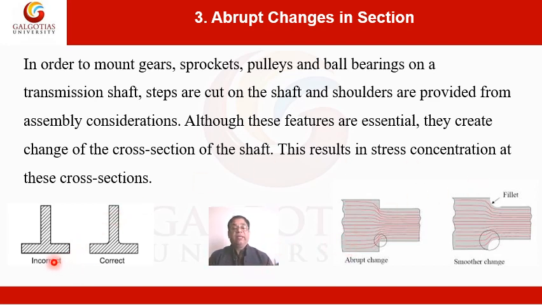Here you can see this is a T section. At this corner it is very sharp, so this is incorrect. We should not manufacture a T section in this way, which will increase the stress at this corner point.